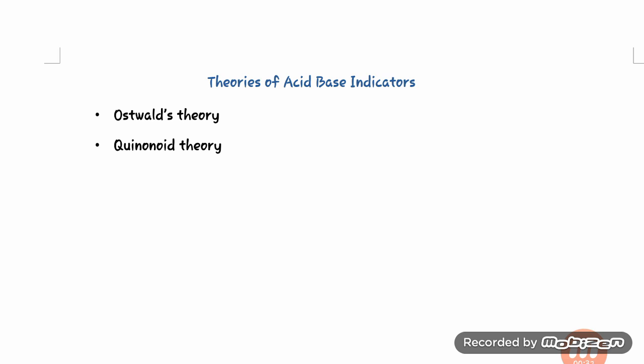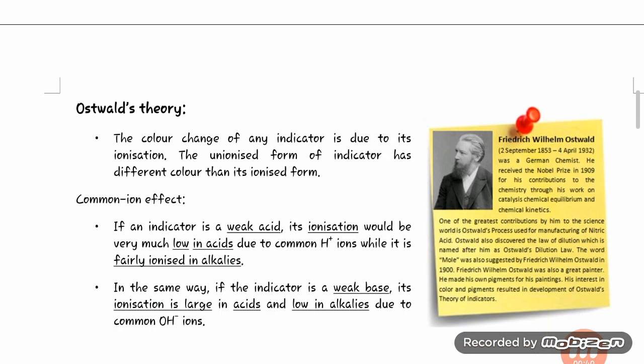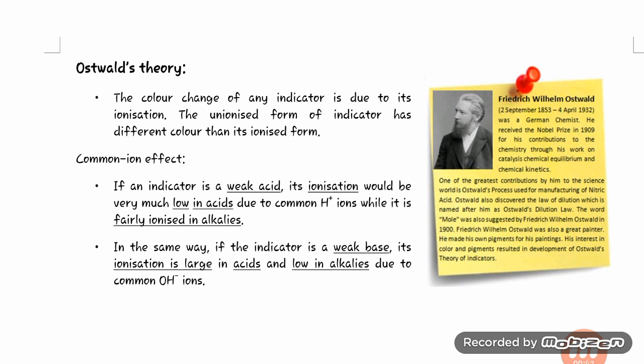So first is Ostwald theory, next is quinoid theory. In Ostwald theory, the color change of an indicator is due to its ionization. The unionized form of the indicator has a different color than its ionized form. So the common ion effect comes into play.